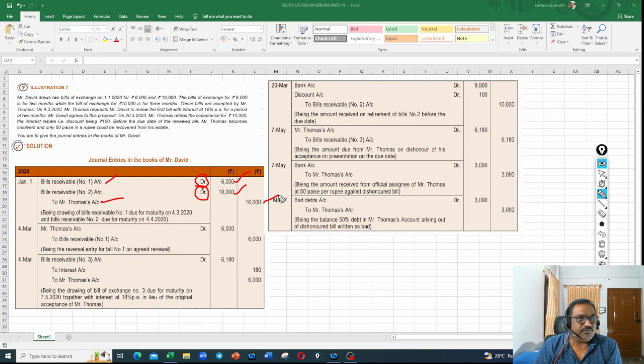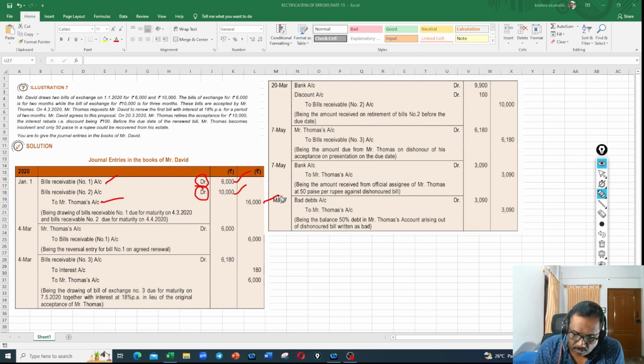The bill of exchange for 6,000 rupees is for 2 months, while the bill of exchange for 10,000 is for 3 months, that we have written. These bills are accepted by Mr. Thomas on 4th March 2020. Mr. Thomas requested Mr. David to renew the first bill. That is the point. Thomas requested to renew the first bill.